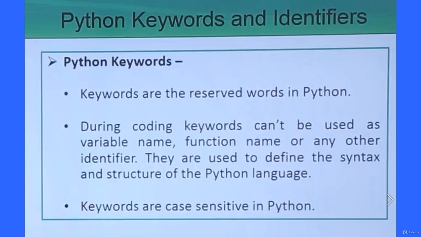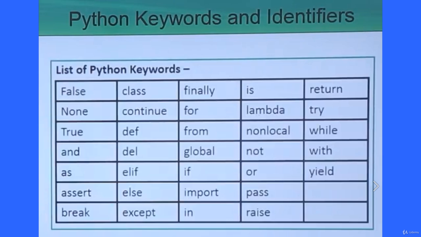In our Python tutorial, we will be using almost all keywords in different sections as and when required. Keywords are case sensitive in Python. This is the list of different keywords available, and you can find that we have 33 keywords: 5 columns and 7 rows. All these keywords will be discussed in the next videos as and when required, because without them we cannot write our code.